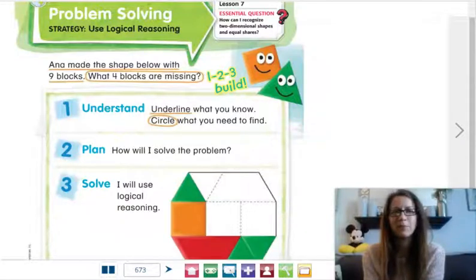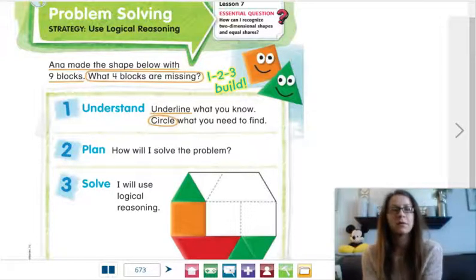Hello friends, and welcome to your math lesson for Tuesday, April 7th, which is a problem-solving strategy for using logical reasoning. So logical reasoning is when you look at your word problem and you see how you can recognize things in the problem to solve it in a very systematic way.